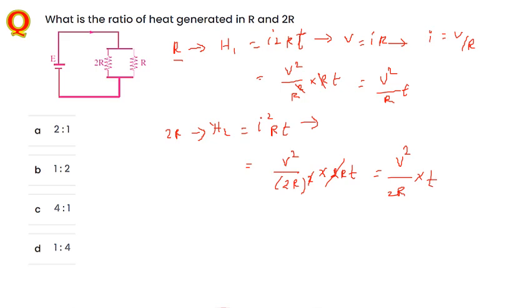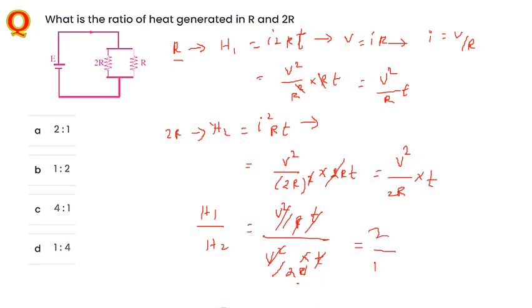See from this one, what they are asking, the ratio of R by 2R, or H1 by H2, heat production of R and 2R. So V square divided by R into T, divided by V square divided by 2R into T. So T will be cancelled here, V square will be cancelled, and even R and R will be cancelled here. See from this one, this denominator will come over here, that is 2 divided by 1. So what you are getting, that answer here is 2 is to 1.